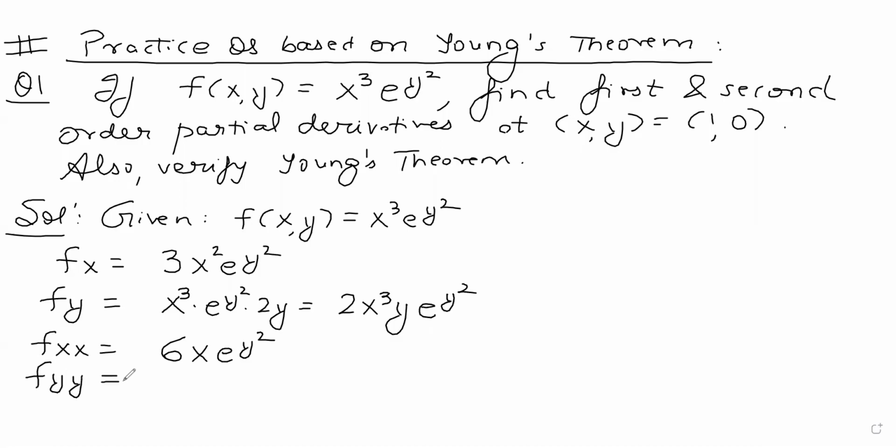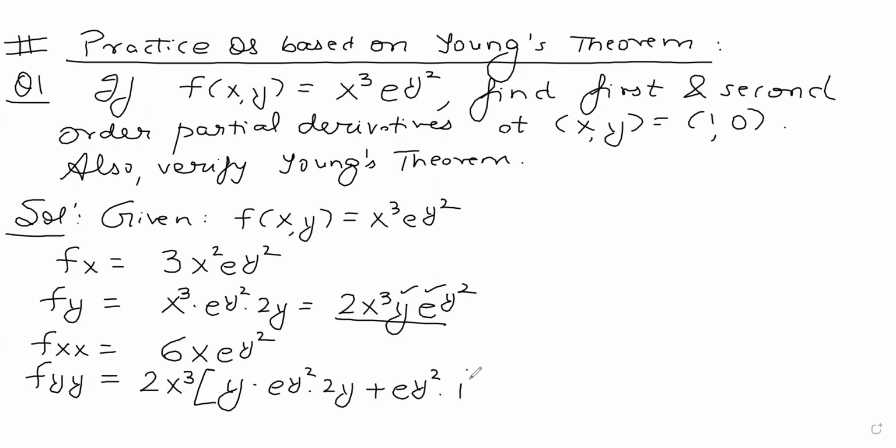Fyy will be differentiating fy again with respect to y, so it's 2x cube times, we can apply the product rule with this term and this term, so y into e to the power y square into 2y, plus e to the power y square into the derivative of y, which is 1. So my fyy comes out as 2x cube times 2y square e to the power y square plus e to the power y square.